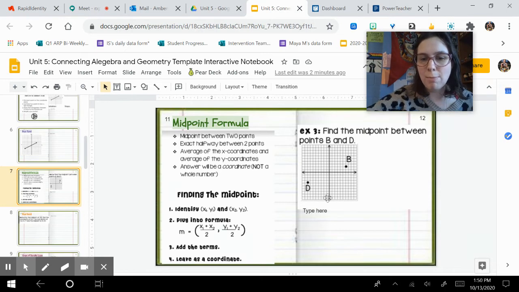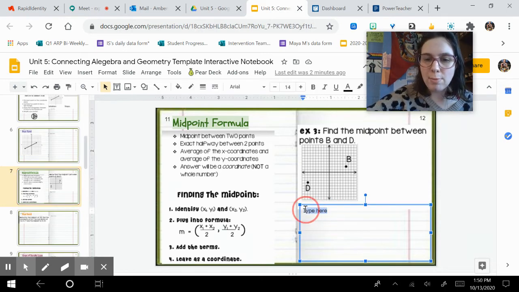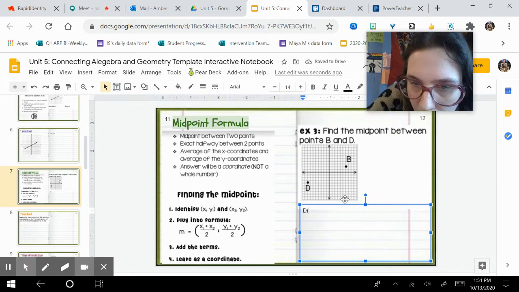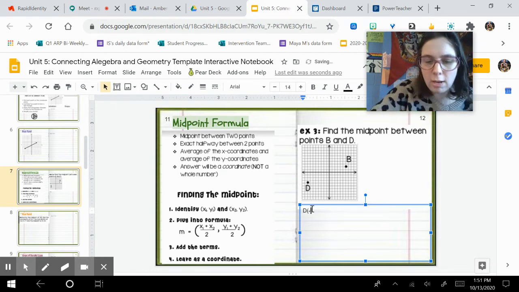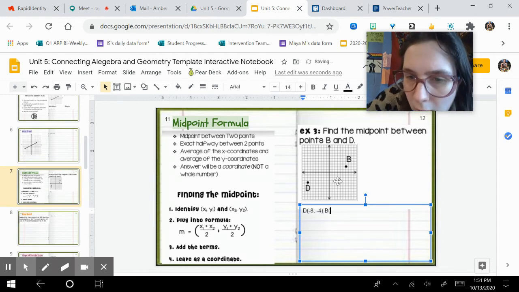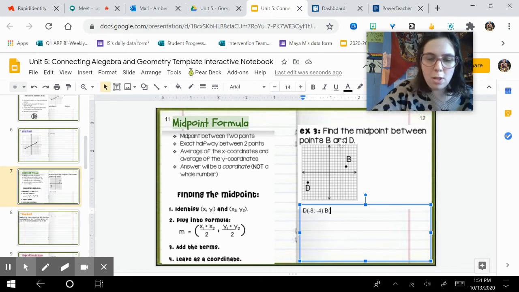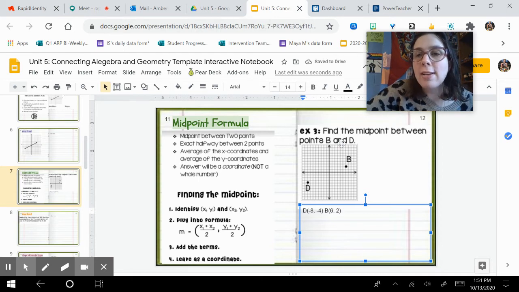So let's do this example right here. So first going to label these coordinate points. So D is, let's see, it's 1, 2, 3, 4, 5, 6, 7, 8, 1, 2, 3, 4. -8, -4. Okay, and then B is 1, 2, 3, 4, 5, 6, up 2, so 6, 2. All right, so now we're going to find the midpoint of them.